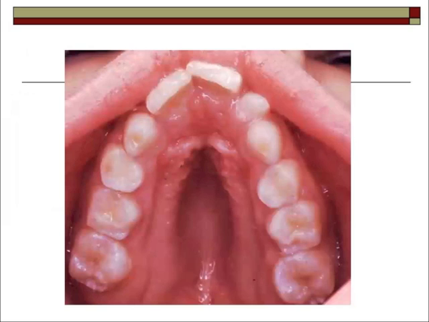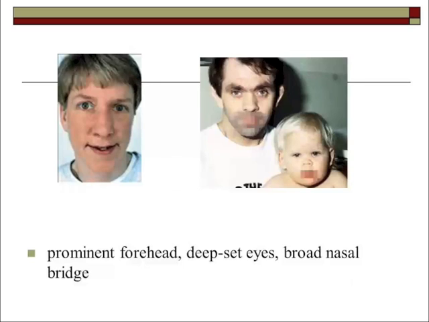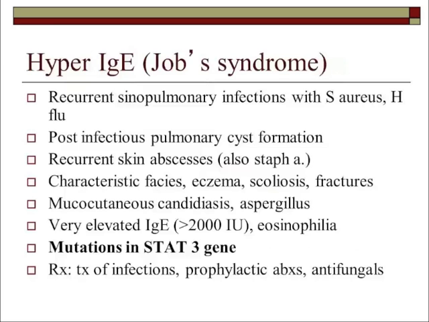They're also going to have this really high arched palate. Does that look abnormal? Yes. Okay. And then what are the other things that I mentioned before? They'll have a lot of eczema, scoliosis, frequent fractures, and a lot of mucocutaneous candidiasis. Basically you make the diagnosis by IgE levels, which are going to be really, really high. It's caused by mutations in the STAT3 gene, so you can check for that as well. And same thing for treatment: you treat the infections, with prophylactic antibiotics and antifungals.